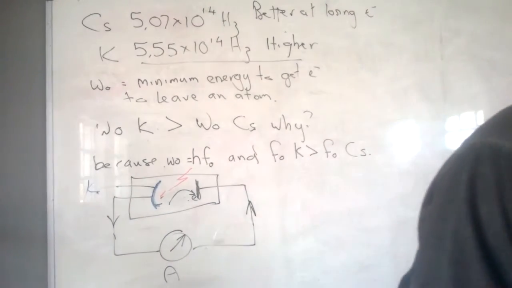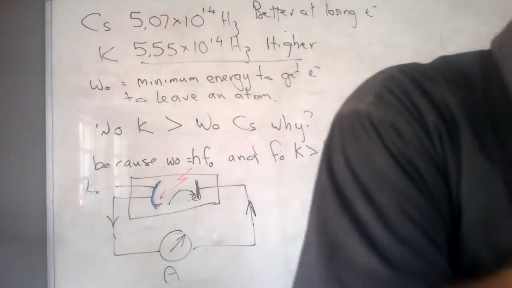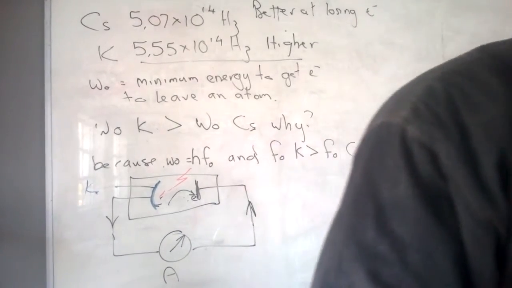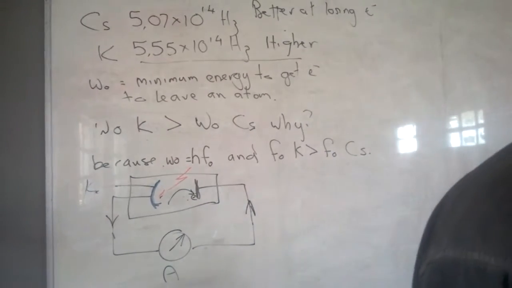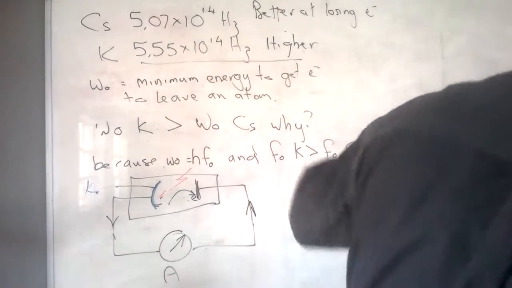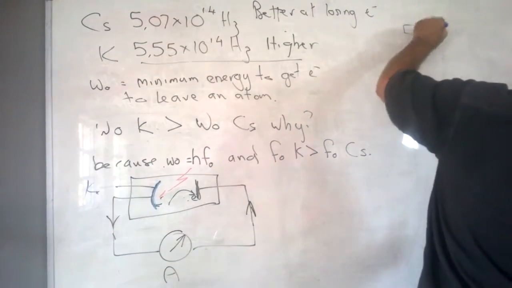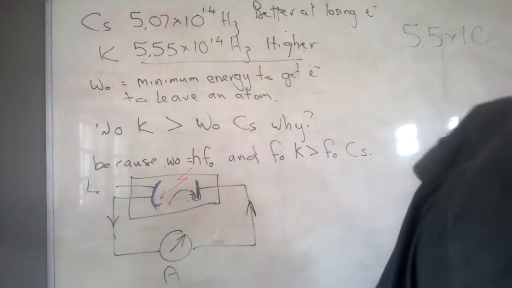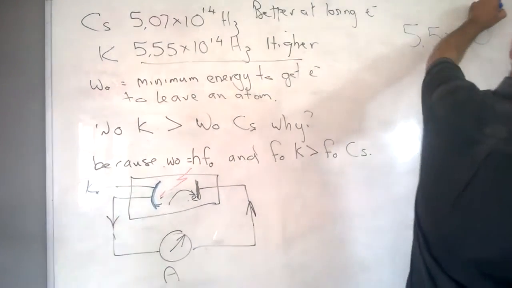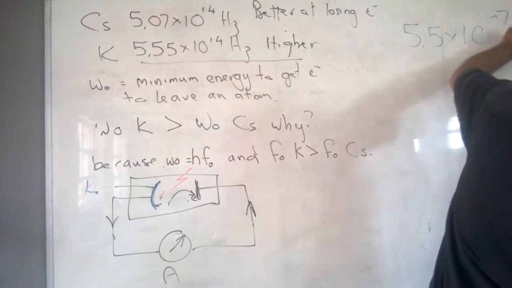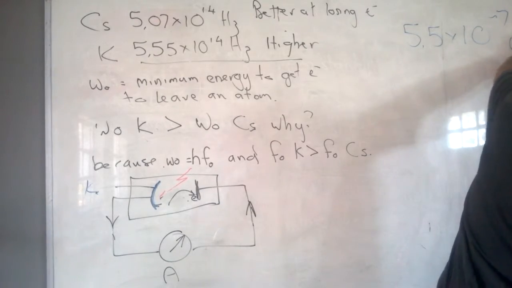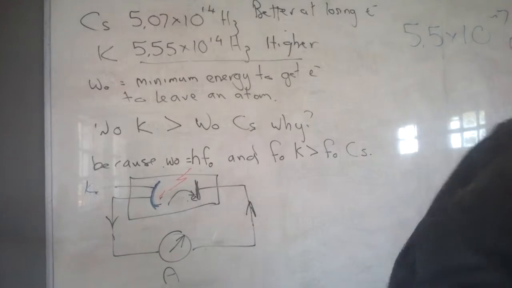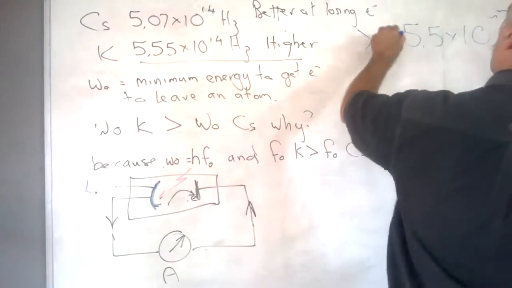Okay. Now, they say, let's read it. Ultraviolet light with the same intensity and wavelength of 5.5 times 10 to the negative 7. So this is UV light. And what is that? That's the wavelength.